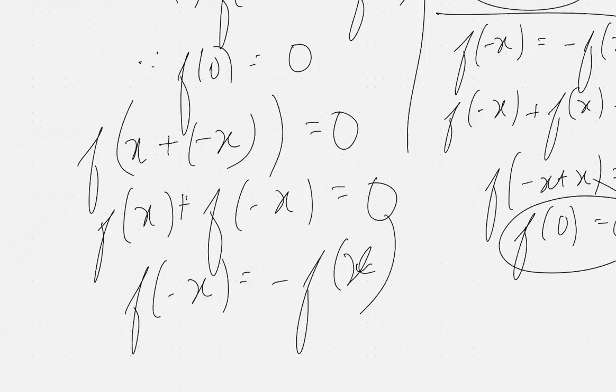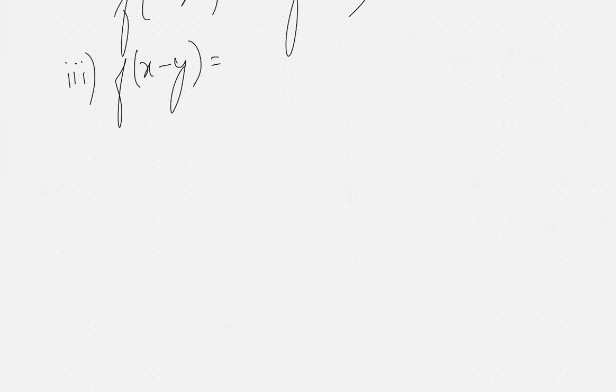Now the last one. In the third part, we have to show that f of x minus y is equal to f of x minus f of y. Now this is also very obvious if we treat minus 1 as a scalar in between. And yes, this is what we have to do.